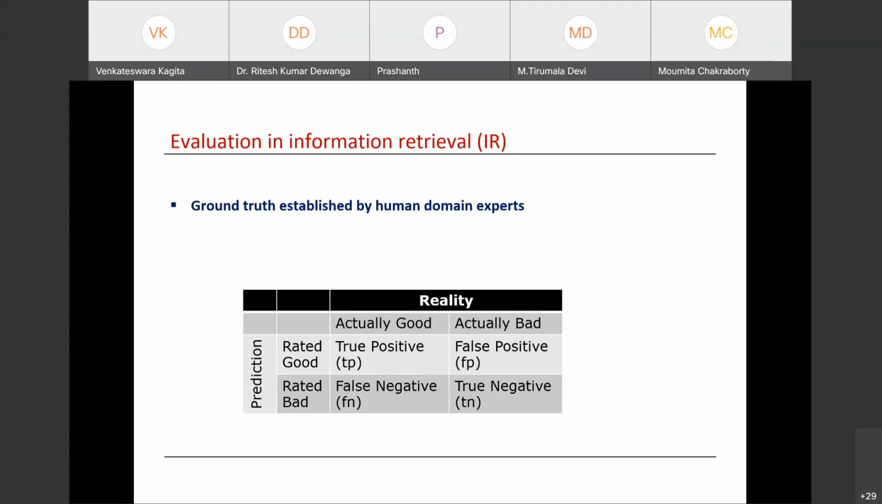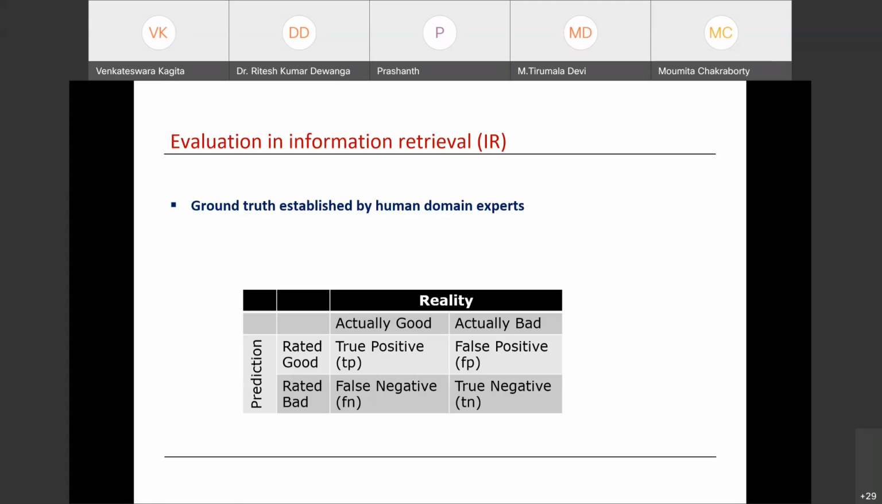So the confusion usually comes between false positive and false negative. That is why I am telling you, false positive means falsely predicted as positive, and false negative means falsely predicted as negative. So there is no confusion then, right? If the prediction is good, actually it is bad, then false positive. If the prediction is bad, really it is good, then it is false negative.